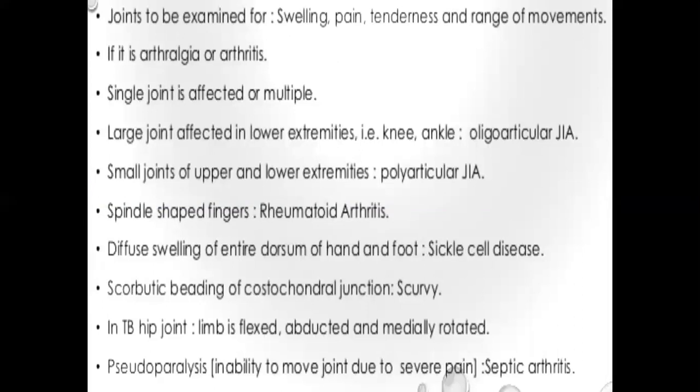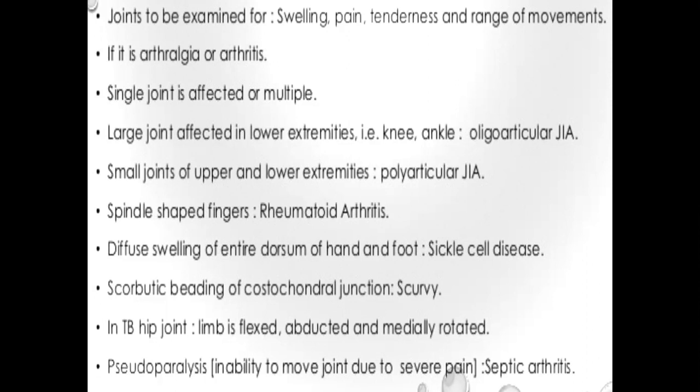Joints are to be examined for swelling, pain, tenderness, and range of movement. If it is arthralgia or arthritis, is a single joint affected or multiple? Are large joints affected in the lower extremities, like knees and ankles, or small joints in the upper or lower extremities? They call it polyarticular juvenile idiopathic arthritis.